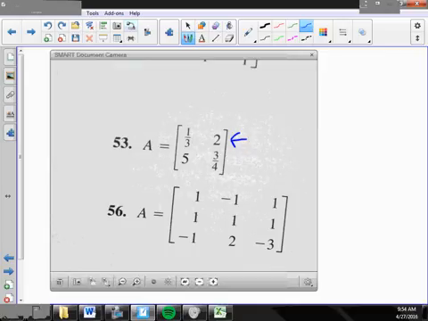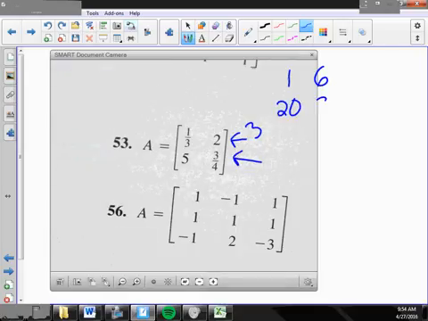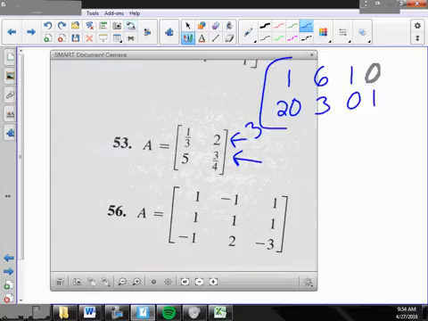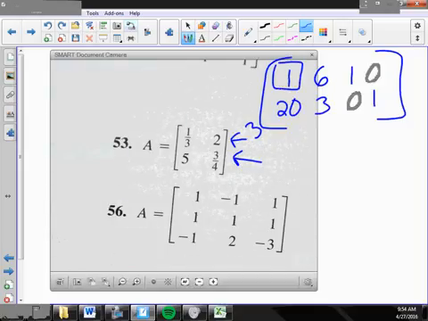Should I multiply by 3 after I augment with the identity or before? It doesn't matter. So if I times those by 3, I would get 1, 6. And how do I get rid of these fractions? Times by 4, 20, and 3. And now augment it. And the first row's done. I already have the 1 here.